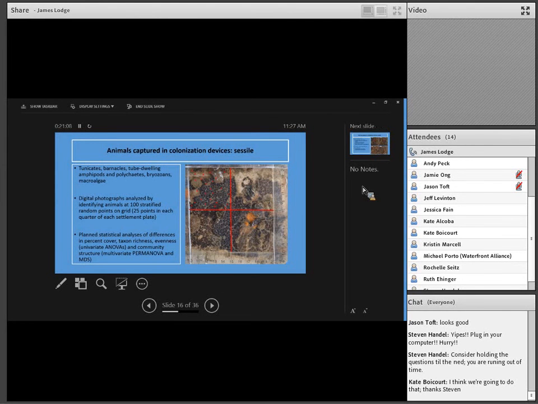We debated whether to do a grid or stratified random, but we did stratified random in the end. So we'd split up the plate into four quadrants, and then randomly assign 25 points to each quadrant. Okay. So we had plans to do statistical analysis of differences in percent cover, taxonomic richness and evenness, as well as community structure.